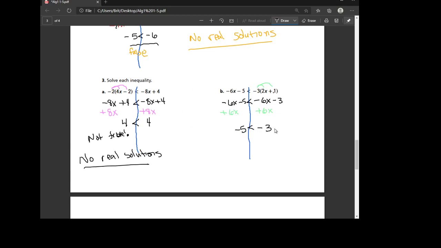Is this true? Well, yeah. Negative 5 on a number line is to the left of negative 3 on a number line. Therefore, that's a true statement. So that means that there are infinitely many solutions. Oh, my pen's being finicky, I'm sorry guys. Infinitely many solutions.